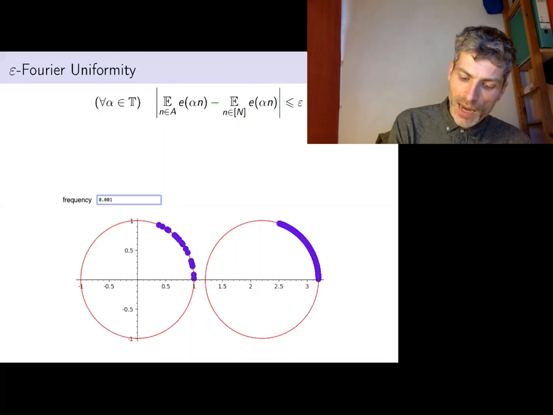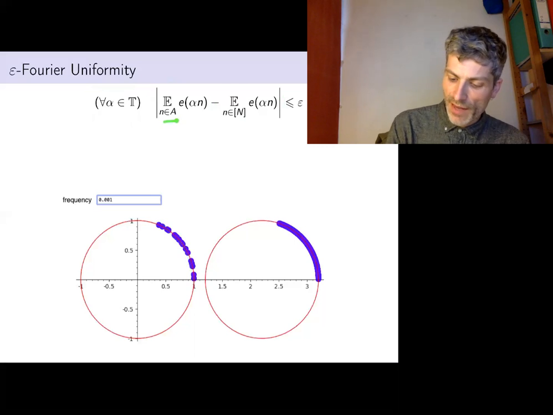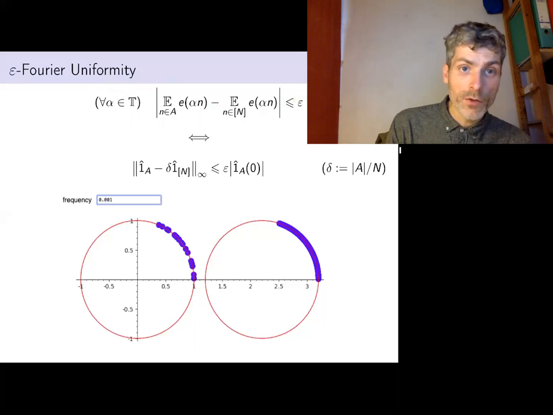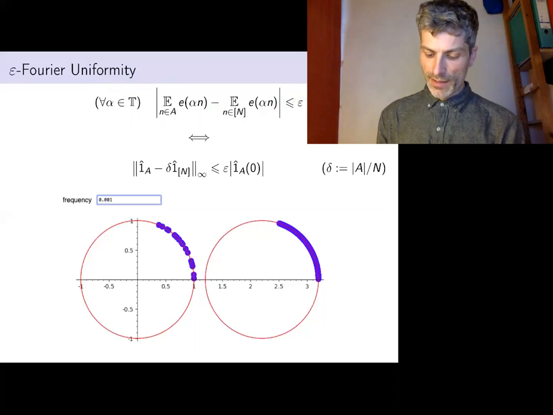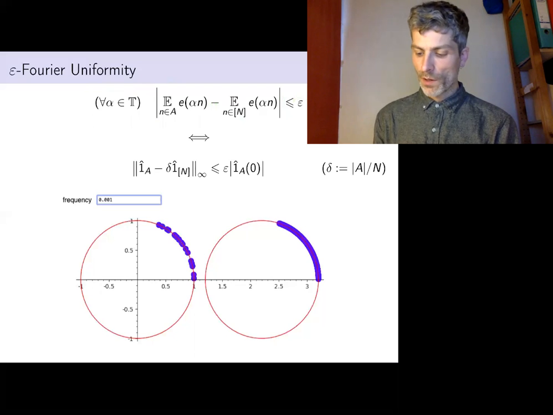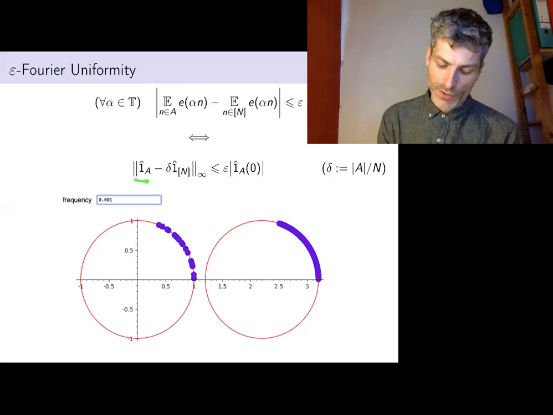So we say a set is epsilon Fourier uniform if for any frequency, any possible homomorphic embedding in the unit circle, the average of the points of our set is equal to the average of the points in the interval up to epsilon. With our normalization of Fourier transforms, another way of writing this down is that the Fourier transform of our set is comparable to a normalized Fourier transform of the interval, where the normalization is the density of our set, up to epsilon. So this coefficient at 0 is the largest our Fourier transform could be.